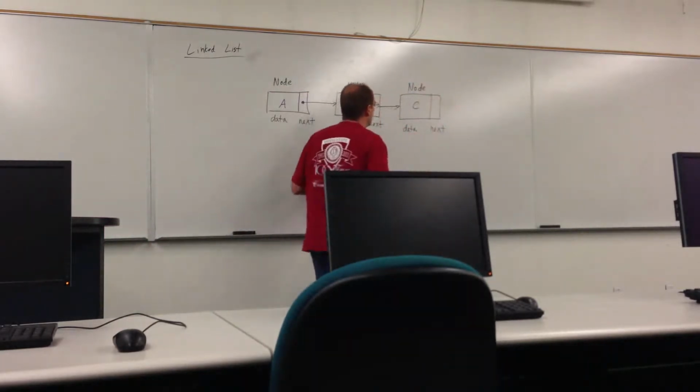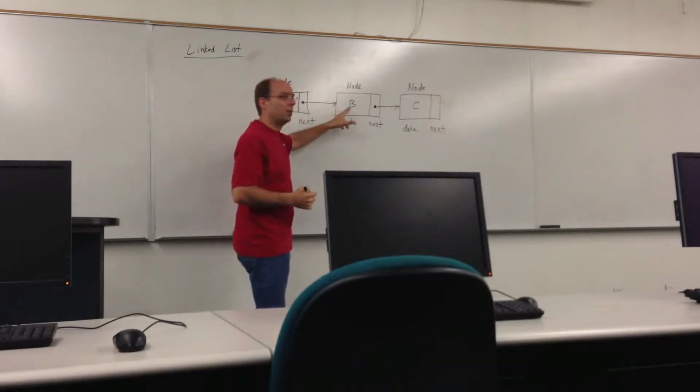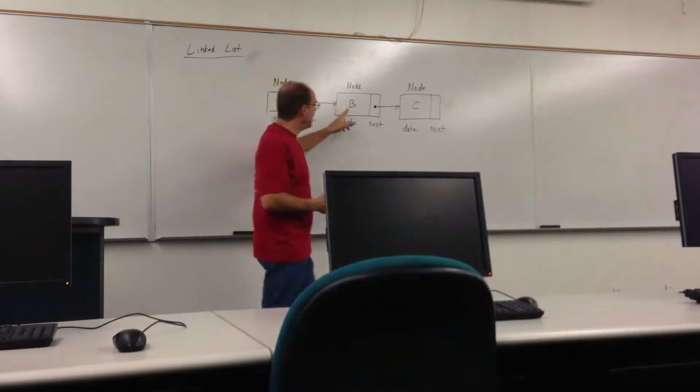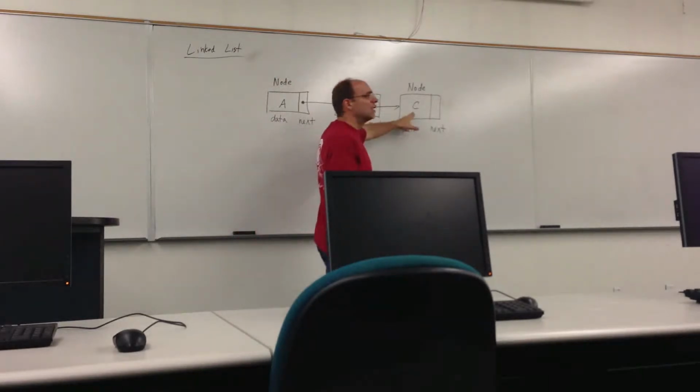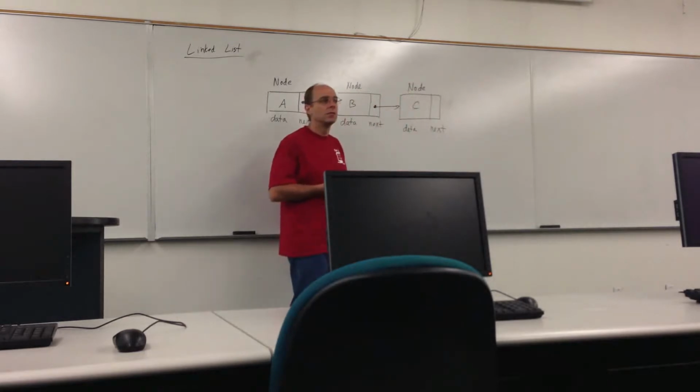Some finer details. A has a valid next pointer, right? B has a valid next pointer. C is the end of the list. So it doesn't have a valid next pointer, and yet it's still a node, so it has to have the next pointer. How do we clean this up to make sure that we can understand when we've reached the end of the list? Link to A? Link to null.